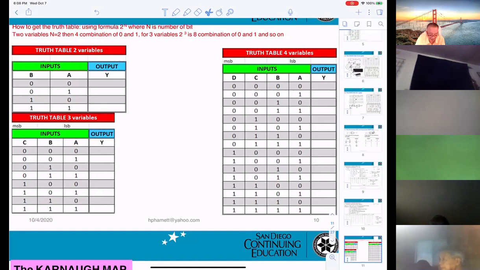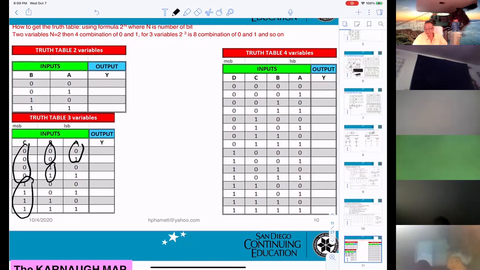The way to make the truth table with 8 combinations: first, four 0s, four 1s. The next, two 0s, two 1s. The last one, 0 1. Those are the rules for making the truth table. The truth table is used for solving problems in digital circuitry. It shows the relation between input and output.